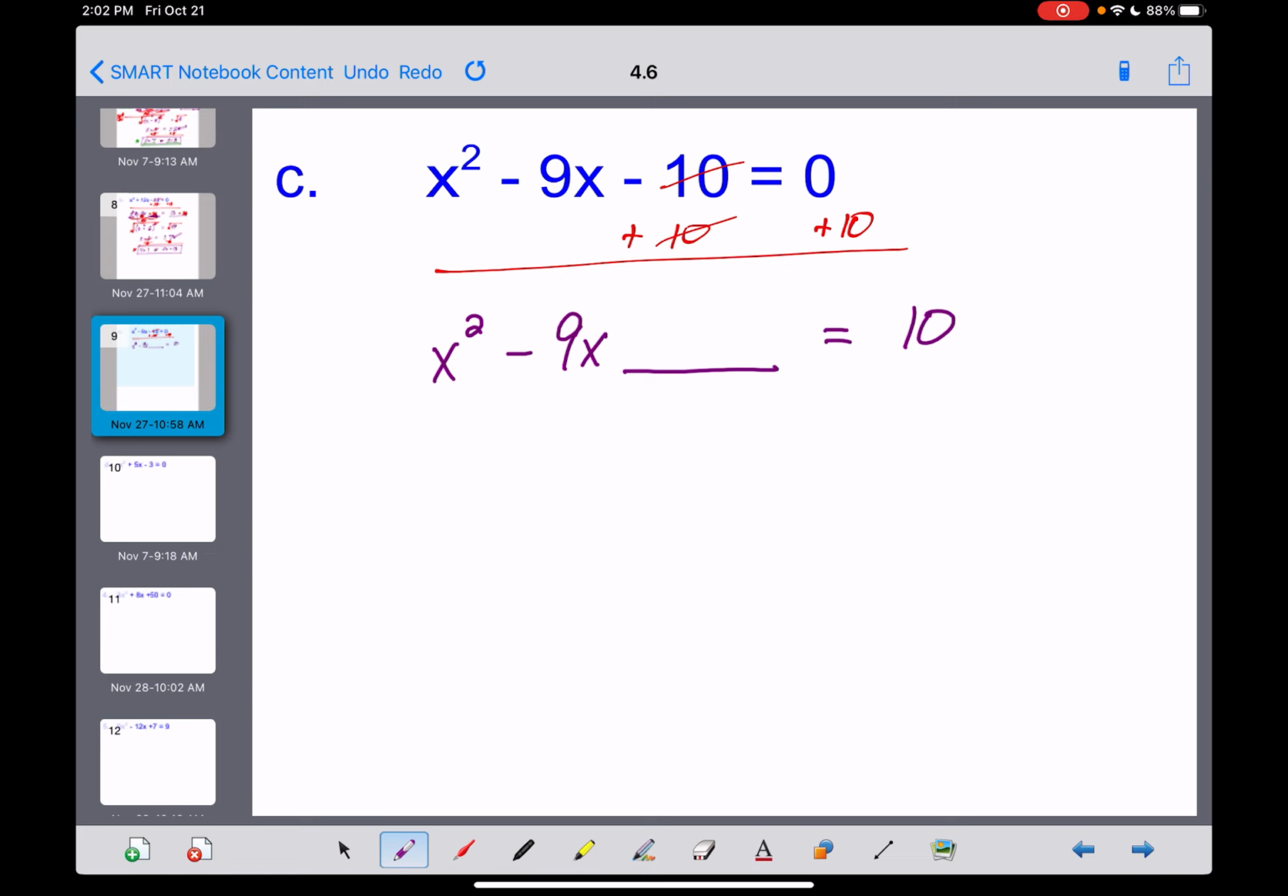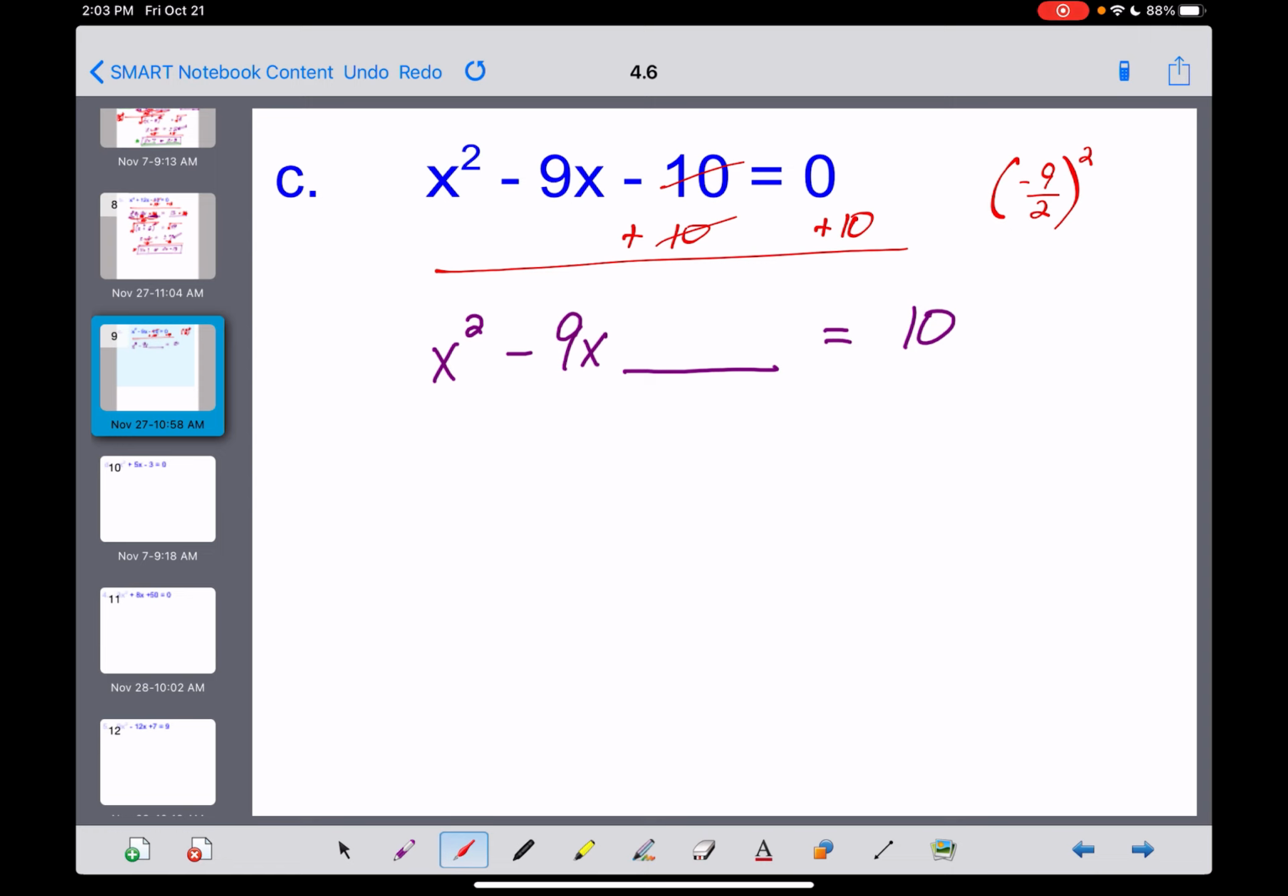Okay, here's where life gets harder now. To figure out what number goes there to complete the square, we take half of b, square it, and add it on both sides. And in this case, everybody, b is an odd number. So we are going to take negative 9 divided by 2, and we're going to square it.